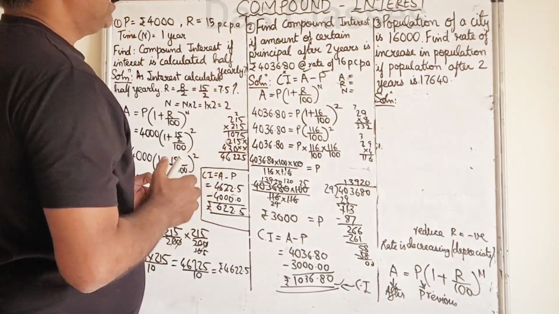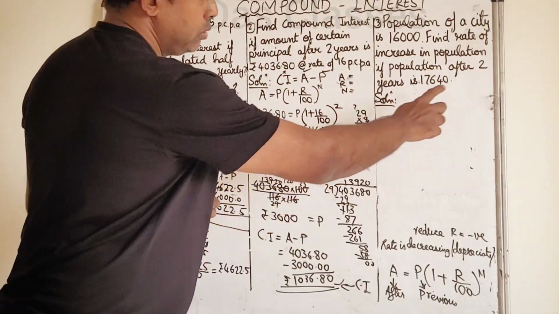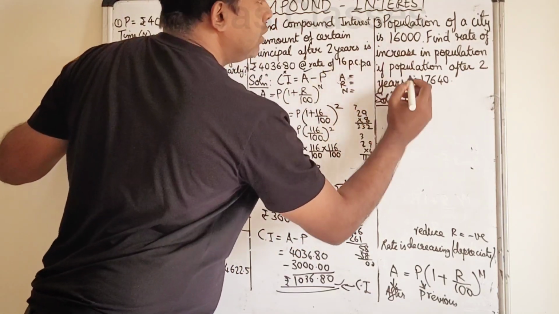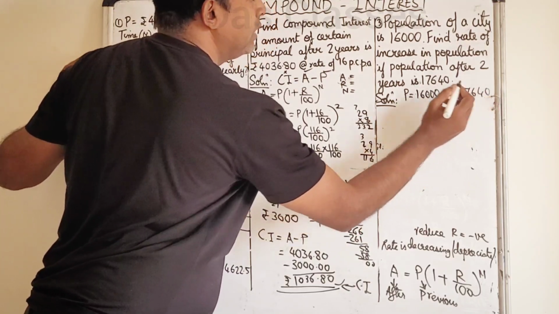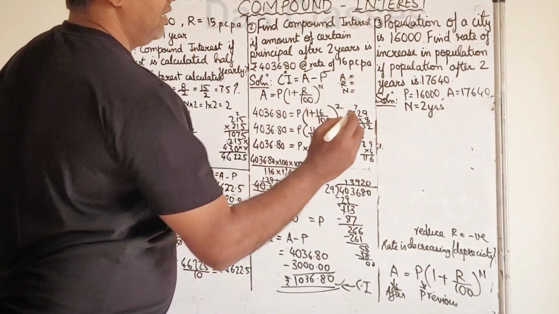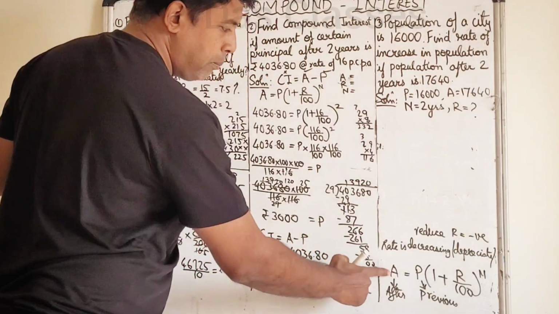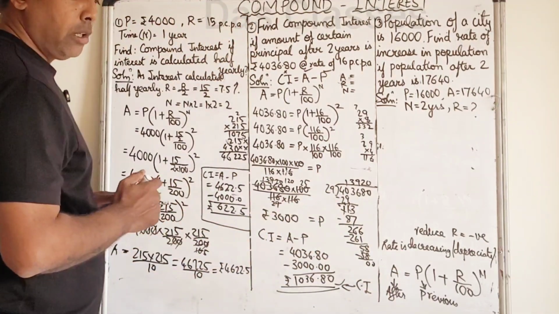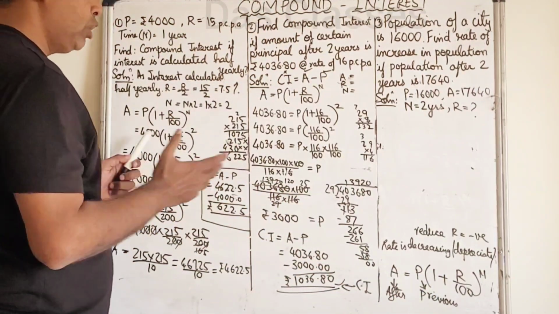Okay. Now in this case, the population of a city is 16,000. Find the rate of increase in population if the population after 2 years is 17,640. So you see this value is after and this is before. So P, the previous population, is 16,000 and the after population is 17,640. After how many years? N is 2 years. So what is the question? Find the rate. So this is a beautiful question because in the first example we calculated the amount. In the second example A was given, we calculated the principal. Now in the third example both are given, we have to find out the rate. So it is going to be a revision of all kinds of sums.